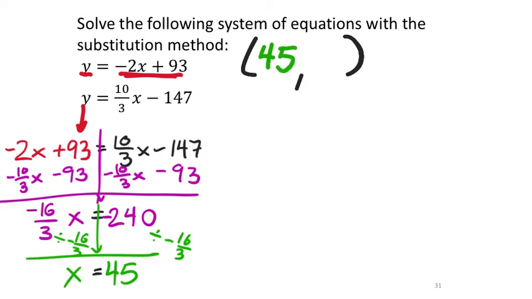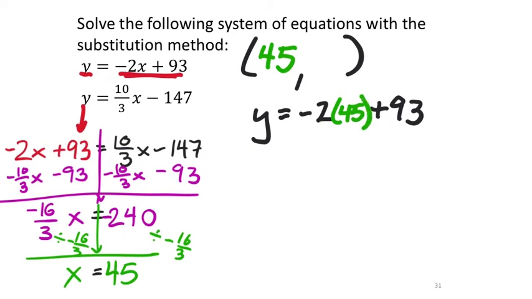Now I go to either one of the equations. I'm going to choose the top one just because it doesn't have any fractions in it. So y equals negative 2x plus 93. And I'm going to replace the x with 45, the 45 that we found, right? So when I solve this, it's going to give me a y value.